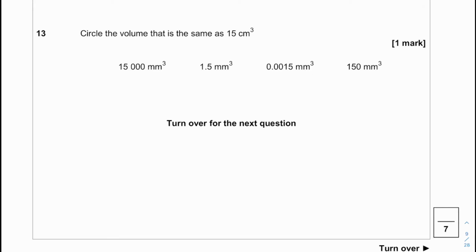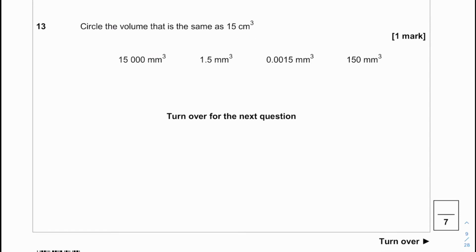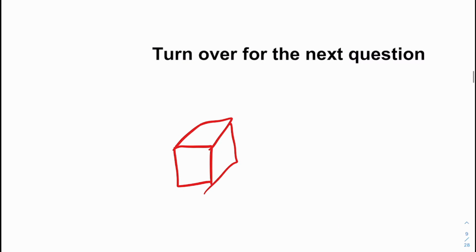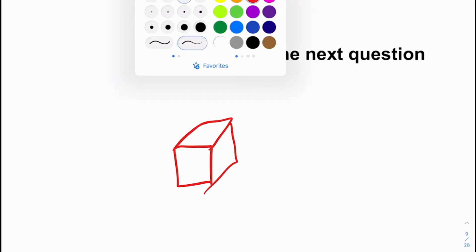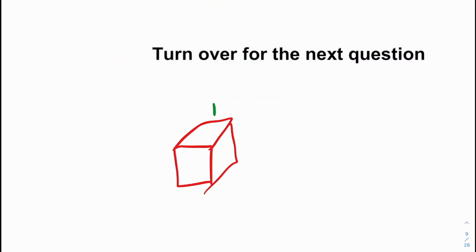Question 13, we need to circle the volume that is the same as 15 centimeters cubed, and all the possible answers that we've got are in terms of millimeters. So essentially we need to know the conversion factor between centimeters cubed and millimeters cubed. So let's say we've got a cube, which I'll draw really roughly. Okay, and let's say that this cube has got side length of 1 centimeter.